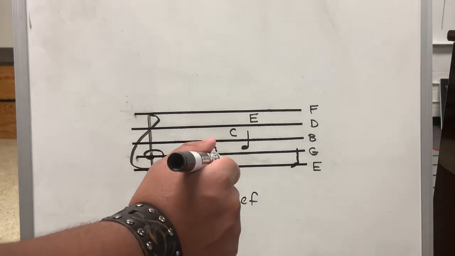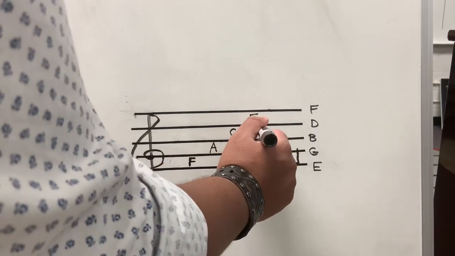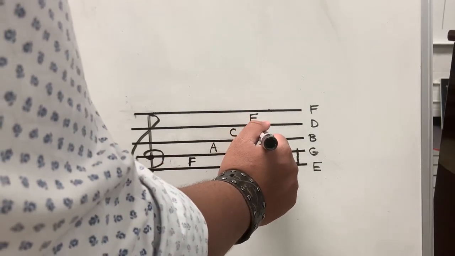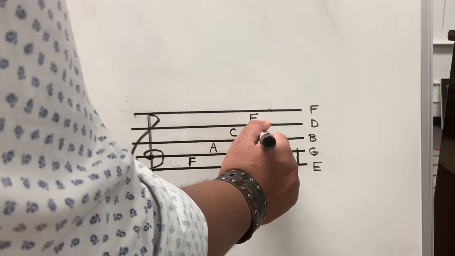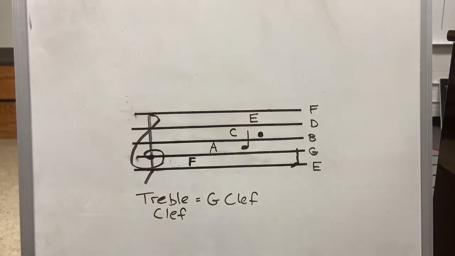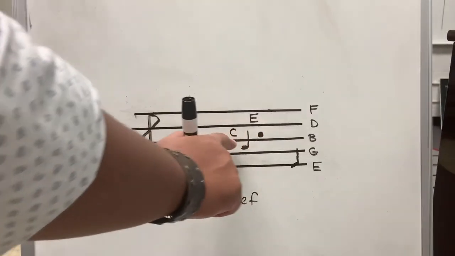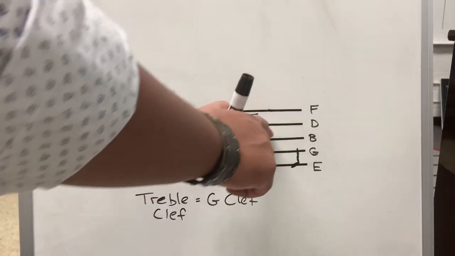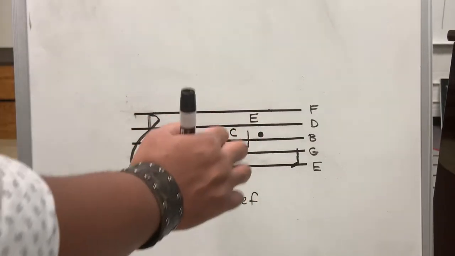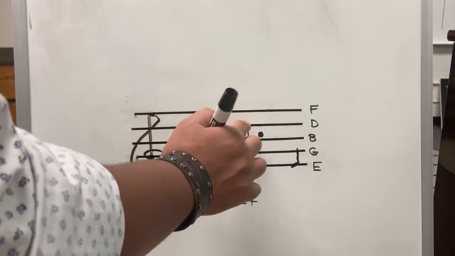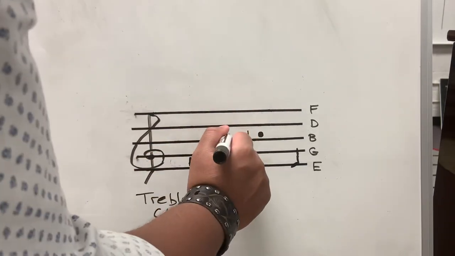Because let's say I draw another note right here. Can you guess what note I drew on right there? It's a C. It's in the C space, okay? So I'm gonna erase this and move it just so I can show you something.